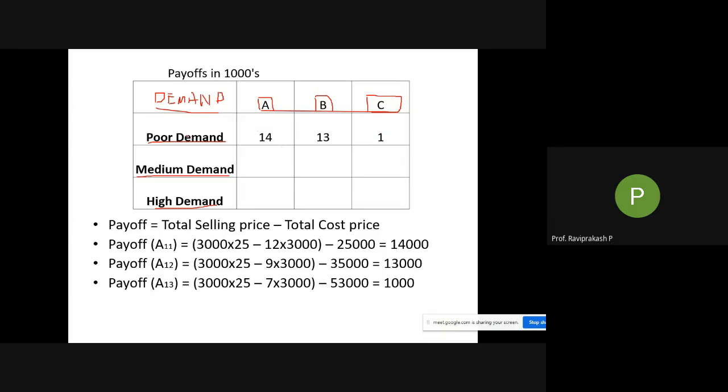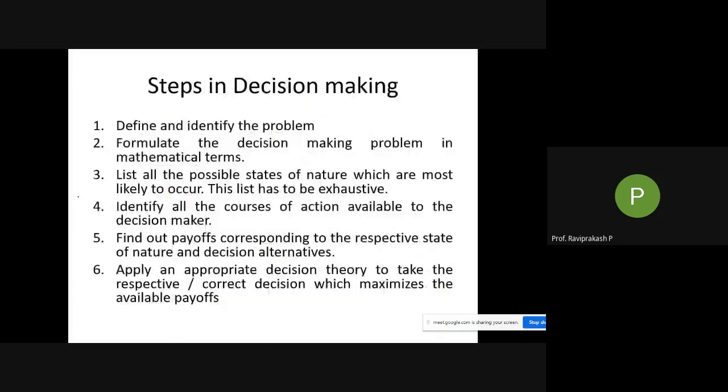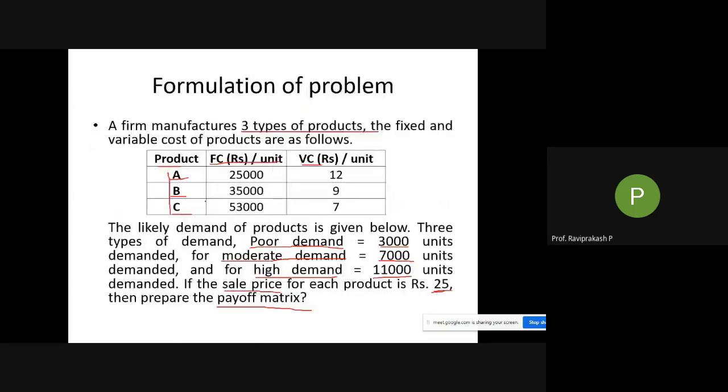So for poor demand, you already know they have given you. If you see here, for poor demand it is 3,000 units. So you can write given. Don't copy this, you can write given. So what all is given? I have for poor demand 3,000, moderate demand 7,000, and high demand 11,000, and a sales price of rupees 25. You can write all these things in given. Then if you want, you can write fixed cost and variable cost also, because that is already there.